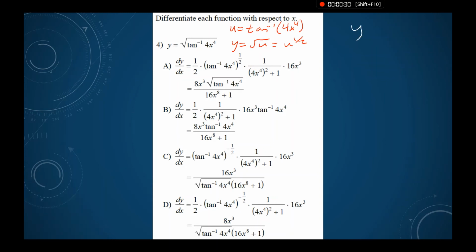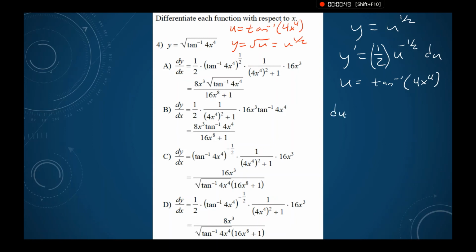So if I derive this, y equals u to the 1/2, I'll get y prime is equal to 1/2 u to the negative 1/2 power du, where u is the arctangent of 4x to the fourth power, and therefore my derivative of u would be 16x to the third power dx over 1 plus our inside part, 4x to the fourth power squared.